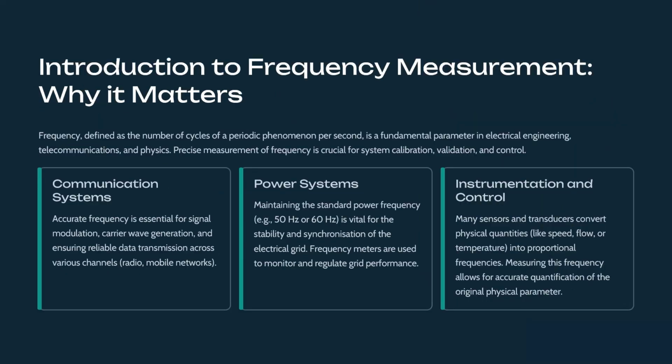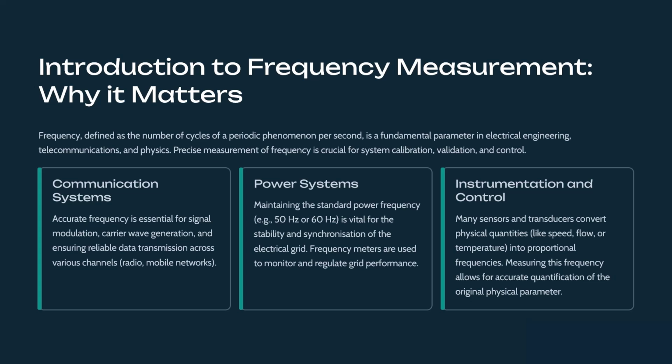Frequency, defined as the number of cycles of a periodic phenomenon per second, is a fundamental parameter in electrical engineering, telecommunications, and physics. Precise measurement of frequency is crucial for system calibration, validation, and control. In communication systems, accurate frequency is essential for signal modulation, carrier wave generation, and ensuring reliable data transmission across various channels. Examples are radio, mobile networks, etc.